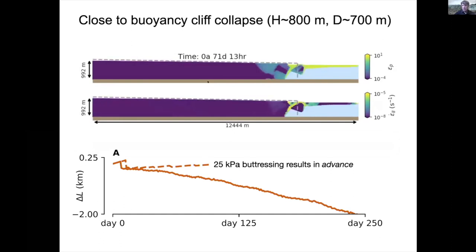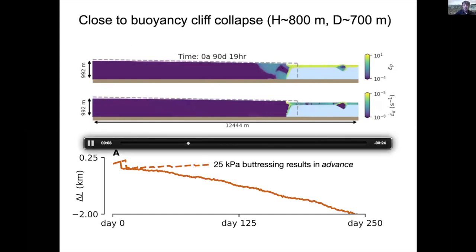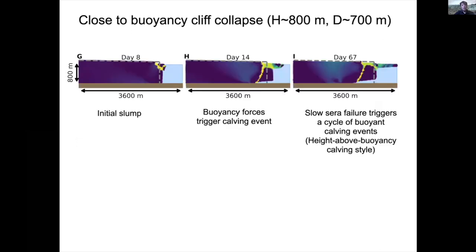And unlike the other situations, what we get in this case is, interestingly, a cycle of calving front retreat and cycles of buoyant calving. So we get an initial slump, and buoyancy forces trigger the next calving event as you remove that block of ice on top.